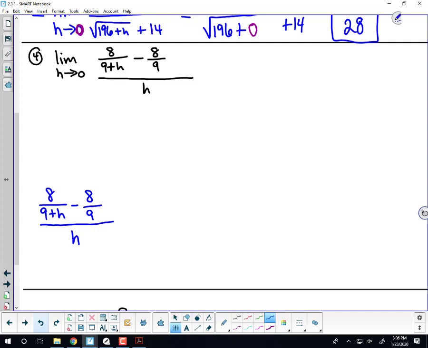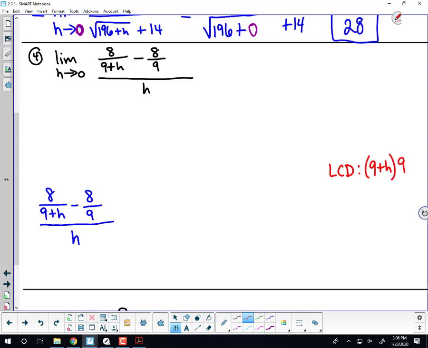So the trick here is the lowest common denominator. It's what you have to find when you add these things anyways. So since you have to find the lowest common denominator if we're going to subtract these things, we might as well use the lowest common denominator to clear the fraction for us, instead of adding it first and then trying to get rid of the fraction. So the lowest common denominator here is 9 plus h times 9.